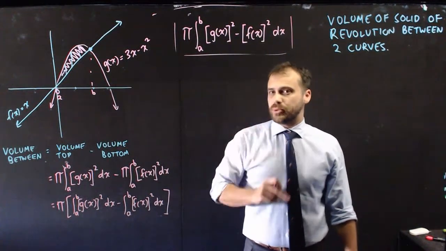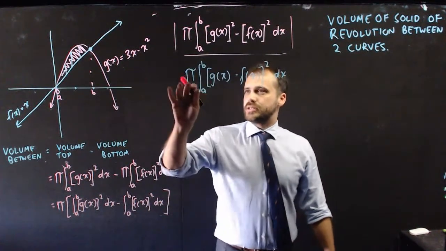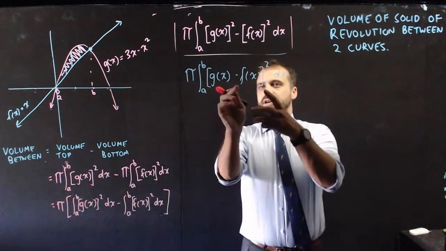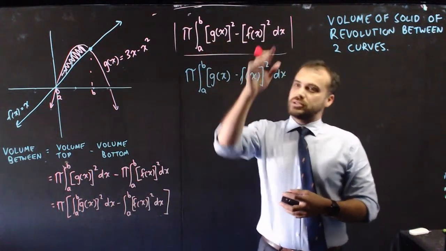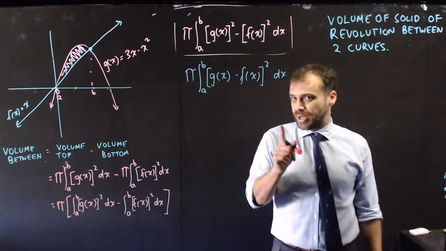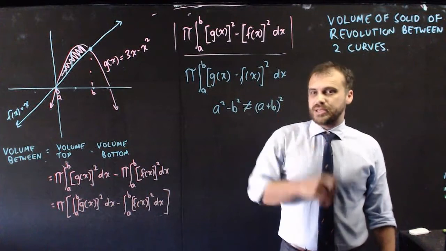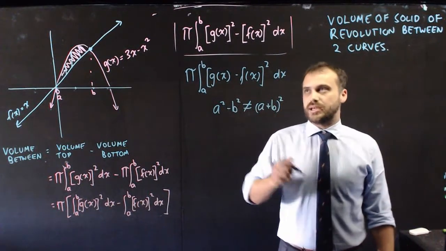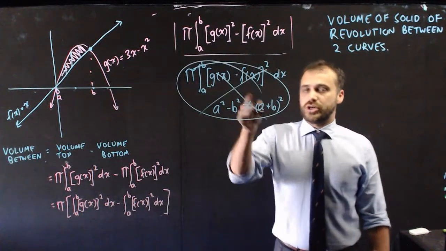Now, some people might want to do something a bit silly. This is wrong. What I've done is the integral between b and a of g of x minus f of x all squared. Because that's squared and that's squared, so why shouldn't that be squared? But remember, the difference of 2 squares does not equal a minus b squared. A lot of year 9s make that mistake. So this is garbage and this is garbage. Garbage, don't do it.